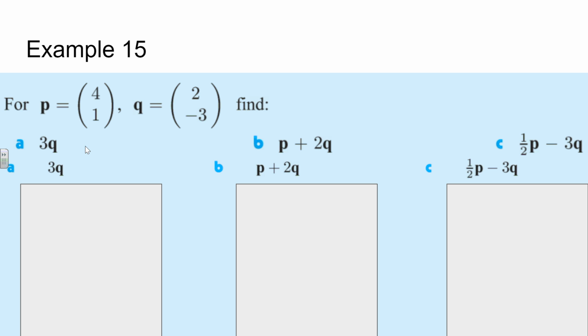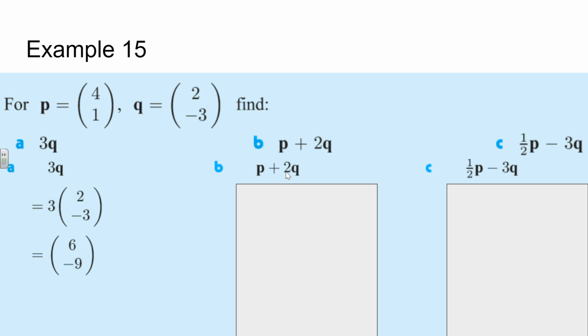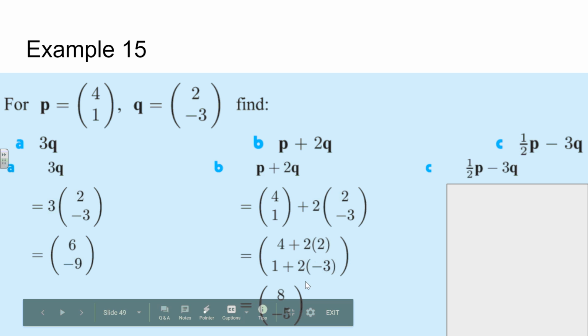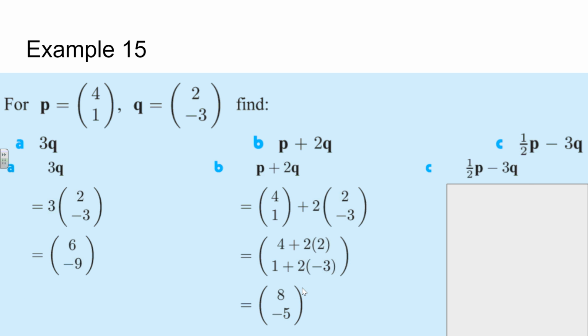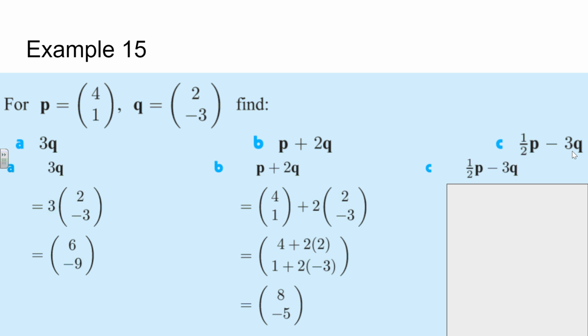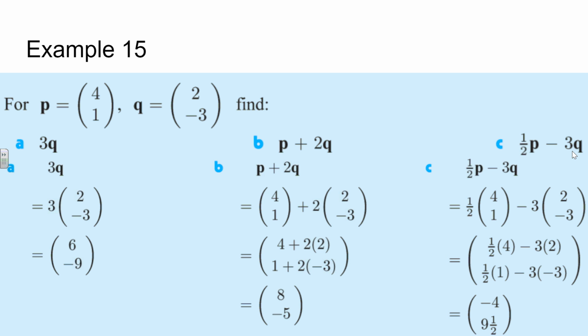If I take a look at this one here, I'm doing 3 times Q. Well, if Q is (2, -3), and I multiply both components times 3, that's going to give me (6, -9). P plus 2Q, I'm going to multiply 2 times vector Q first, getting me (4, -6), and then I can add them together to get (8, -5). One half P minus 3Q, I'm going to multiply one half times vector P, multiply 3 times vector Q, and then I can subtract them and get (-4, 9.5). Right? I'm going through quickly, obviously, because this is pretty simple stuff here.